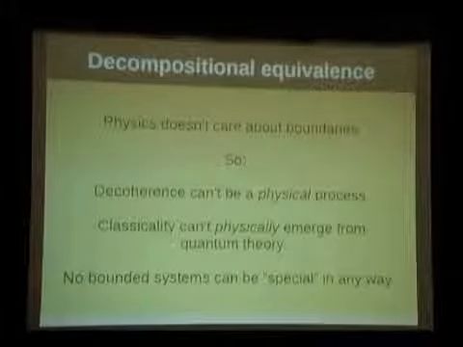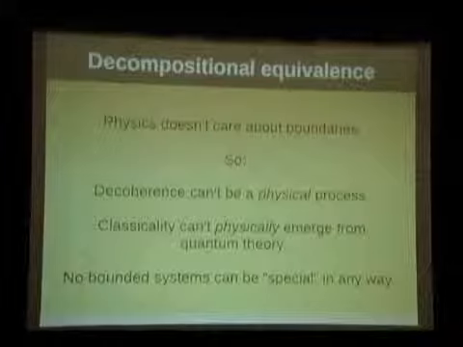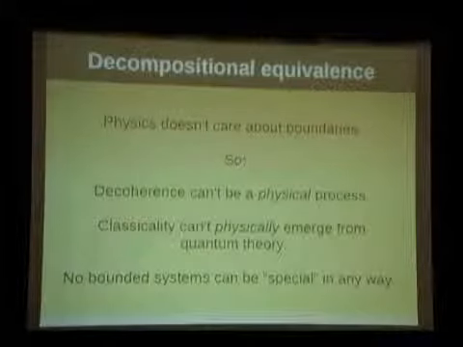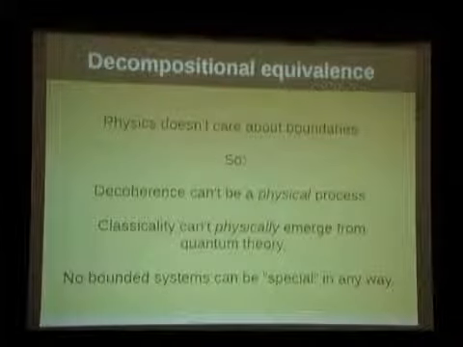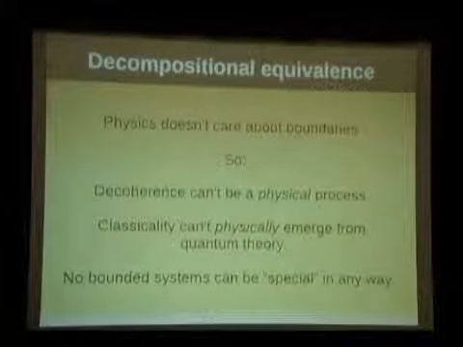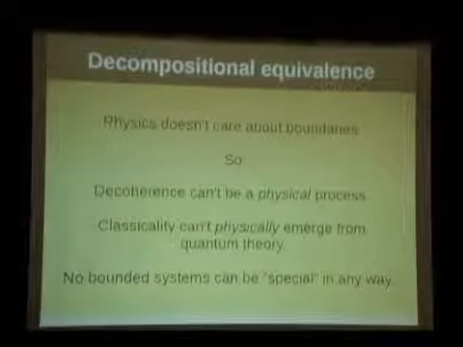Nothing. So that says that classicality can't physically emerge from quantum theory. There's no such thing as the emergence of classicality as a physical process. It can be an informational process, but it's not a physical process. Quantum mechanics tells you that by itself, no other assumptions.